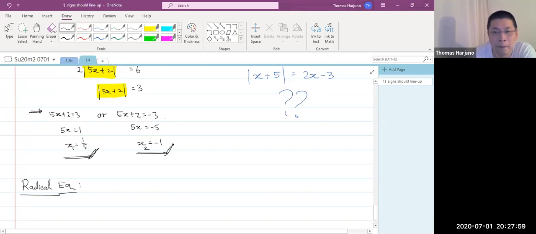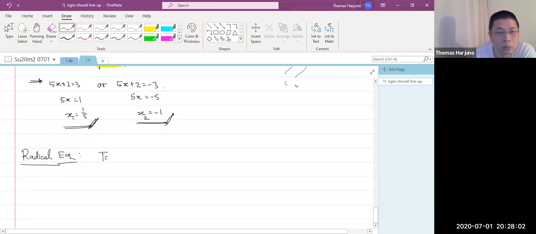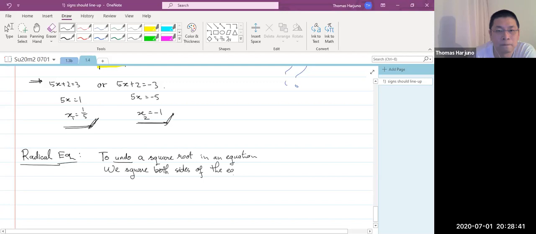Radical equation. To undo a square root, to cancel a square root, in an equation, we square both sides of the equation. Once you arrive at this level, you must have seen this procedure.